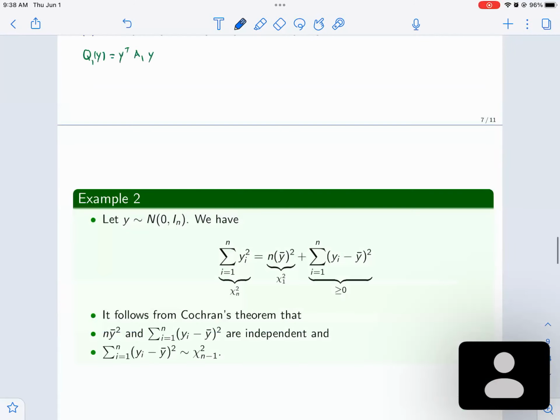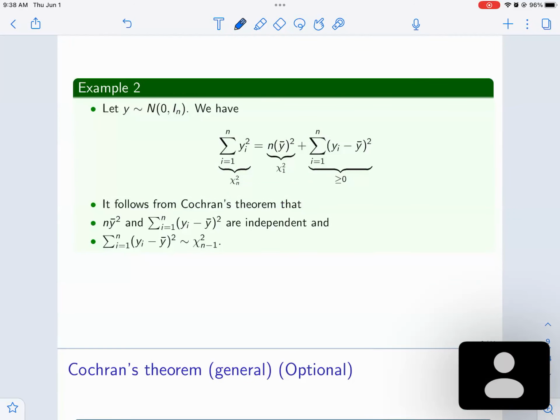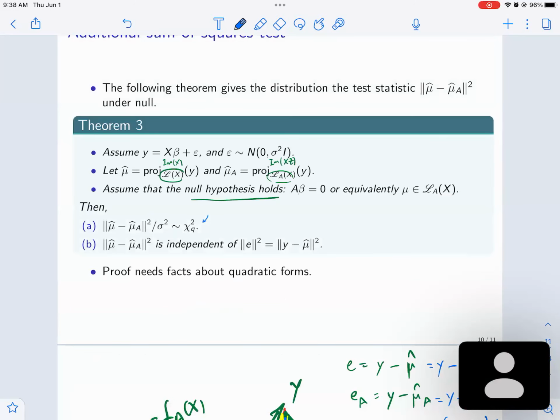So the way we use that, there is an example that you can go over yourself, and then there's a generalization. The way we used it is to prove this result that we had, that if you have the full regression model, and then you have the restricted model, you form the sum of squares of the difference of these fitted value vectors divided by sigma squared. That will have a chi-squared distribution with q degrees of freedom, where q is the number of constraints.